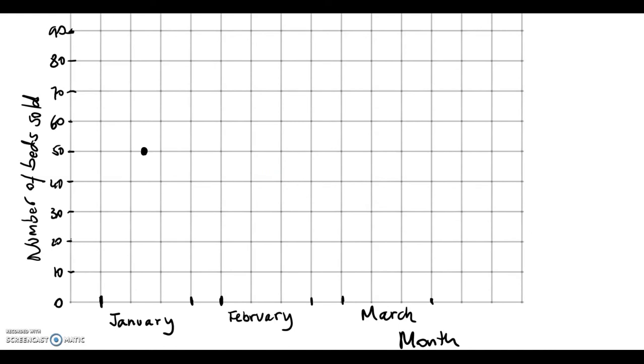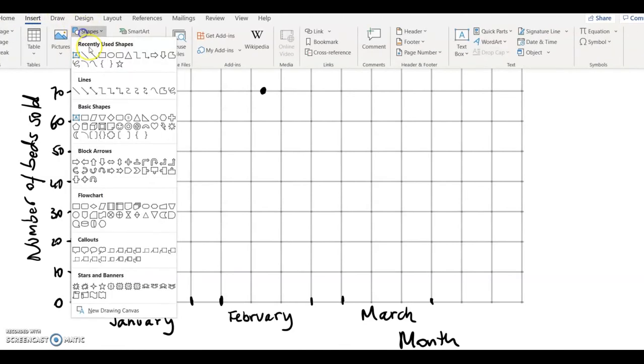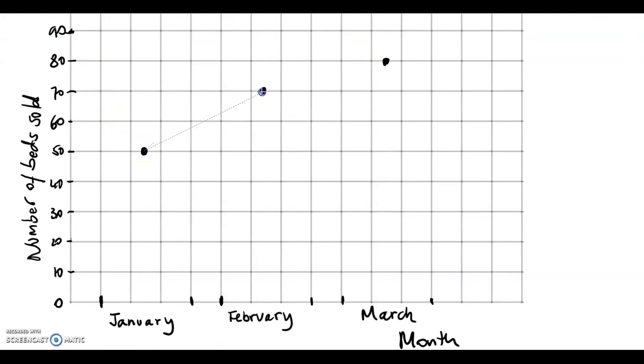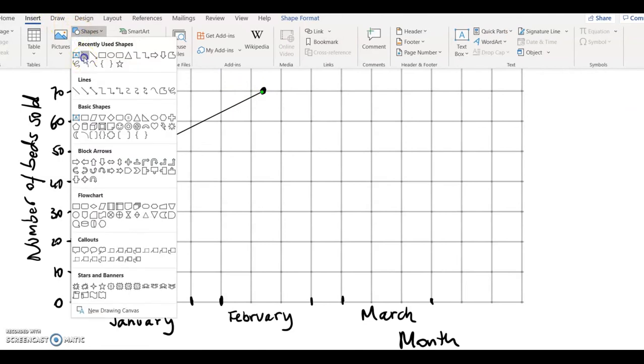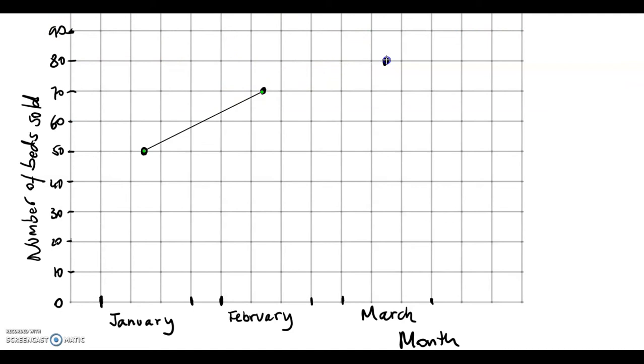For February, it went up to 70, and for March it went up to 80. We'll connect these dots together. And you can use a ruler for this. And we can get rid of these dots we had here. They were just for our reference. And our line graph is complete.